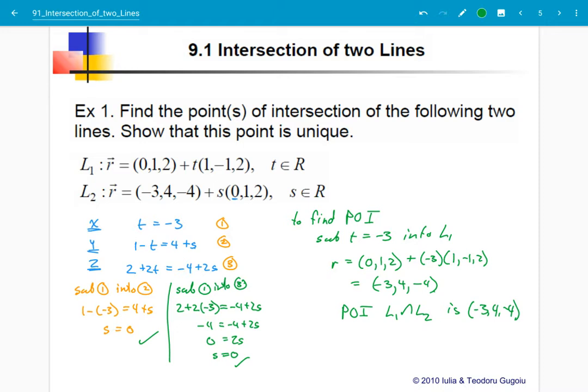These lines are parallel and not parallel. So line 1 is not parallel to line 2, and they are intersecting. As soon as there's a single point of intersection, you know that. Just as an aside, and to double check, and you don't have to unless it asks you to, you could put s is equal to 0 into line 2, and guess what you get? You get -3, 4, and -4, right?